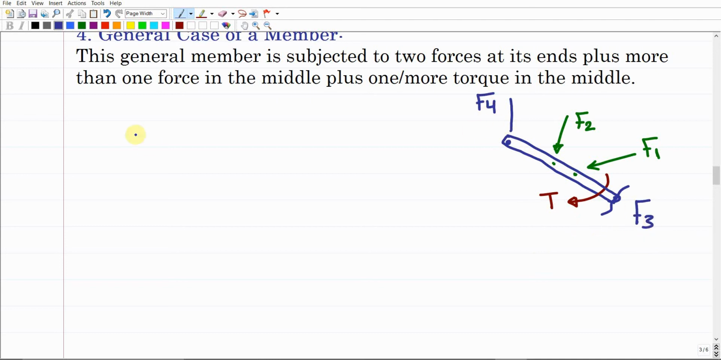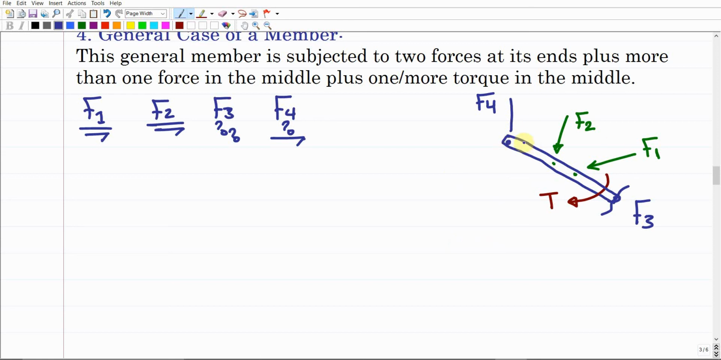Let us start with F1. F1 is fully defined in terms of magnitude and direction. F2 is fully defined in terms of magnitude and direction. F3 is fully unknown. We have nothing to know about this force, and we have to solve for it. And for F4, its magnitude is unknown, but its direction is already given: its line of action should be in this vertical direction. Make sense? So this is as given.